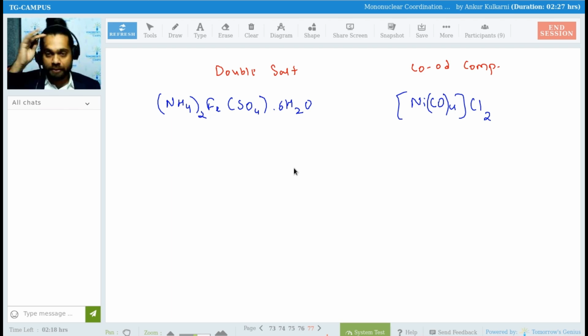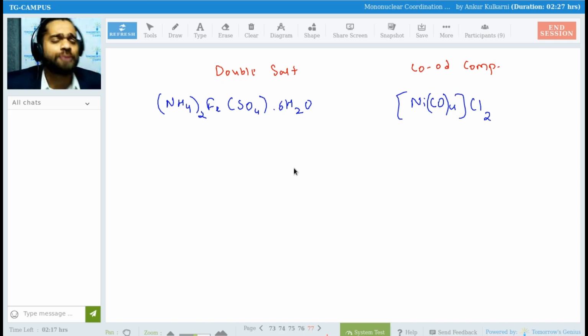What is the visual difference? What is the visual difference between the double salt and the coordination compound? Yes, Jason, can you see something? I have written the formula of the double salt and the formula of the coordination compound. What can you see in the formula? Okay, the second one is complex, but why? The main difference: can you see the brackets?